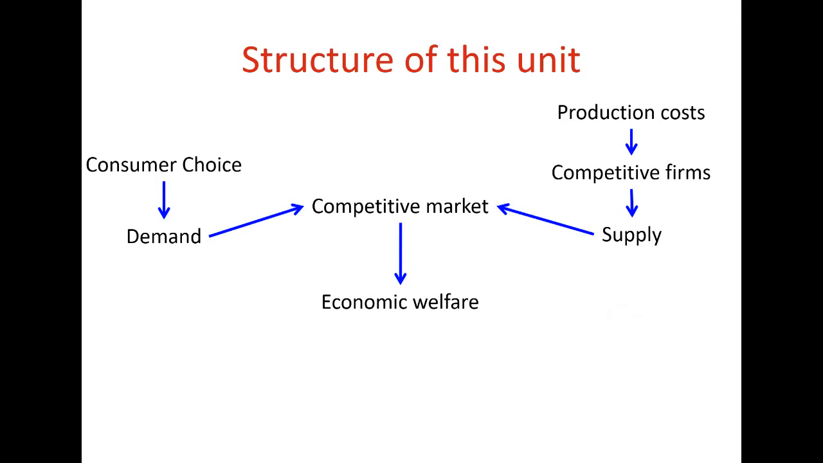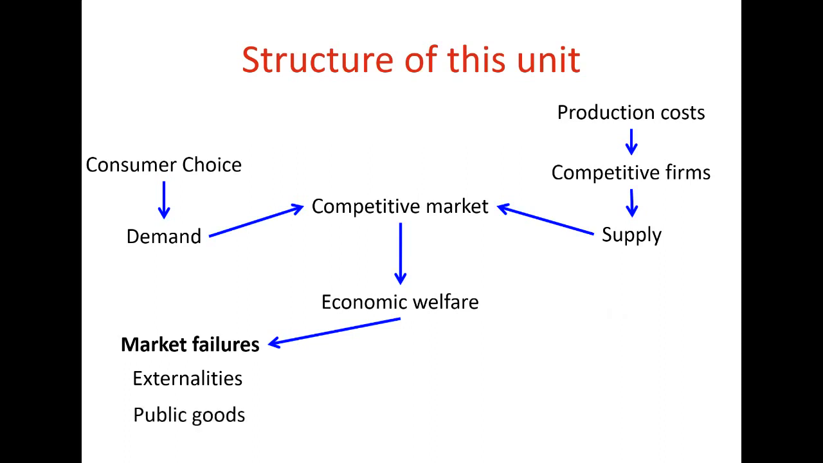However, we'll then go on to look at the case of market failures. This is where, even if we have a competitive market structure, it might be the case that markets could produce suboptimal or less than desirable outcomes. This might be because there are externalities, because of the need for public goods, or because of the existence of common goods.